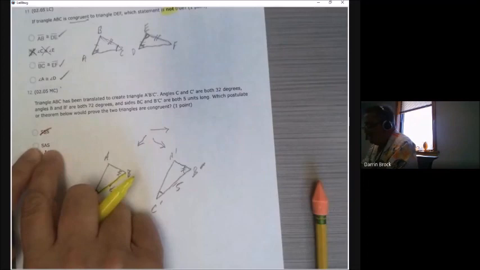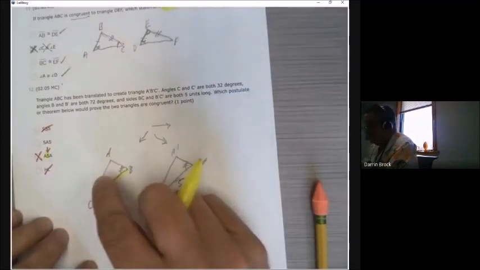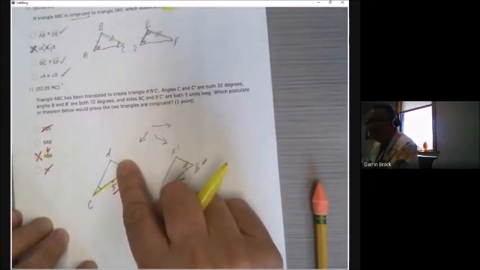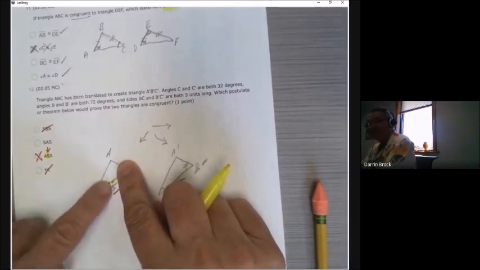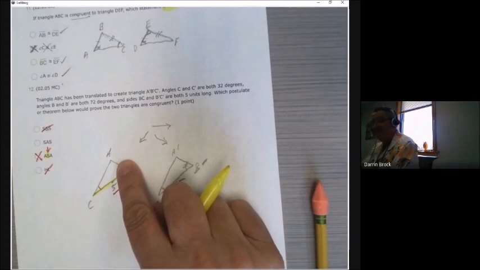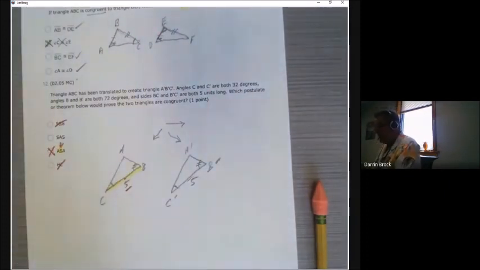Side, angle, side would mean maybe we knew this side was the same in both of them, and we didn't know B. So we would say side, angle, side, because the side is right there with the angle in the middle. So that's why we need that. But it's angle, side, angle.